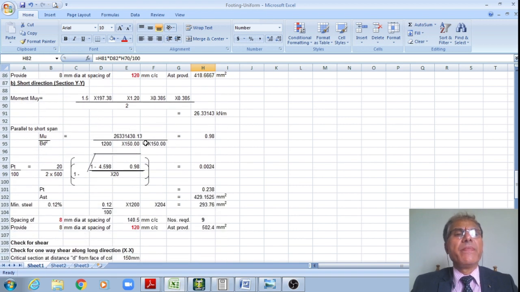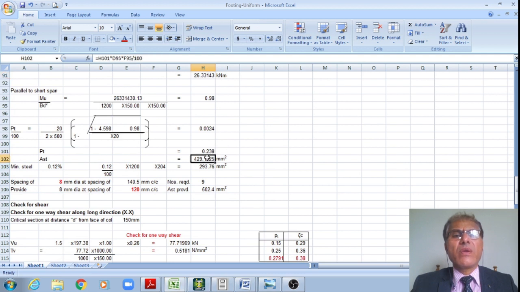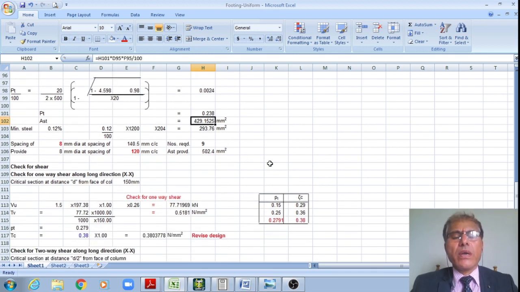Therefore okay. Similarly, I'll do along the y direction. The moment along the y direction is 26.33, and the area of steel required along the y direction is approximately 429 mm square, whereas the minimum steel required is 294. With 8 mm dia, the required spacing is 140. Even if I provide the same 8 mm dia at 120, then provided is 502, which is greater than required 430 mm square.